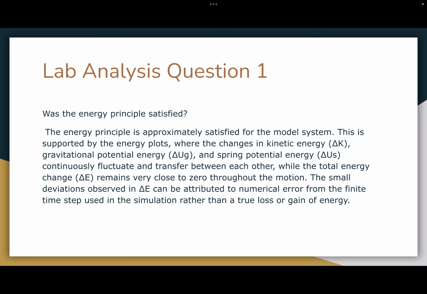Some of the analysis questions were: is the energy principle satisfied? The energy principle is approximately satisfied for the model system. This is supported by the energy plots, where the changes in kinetic energy, delta K, the gravitational potential energy, and the spring potential energy continuously fluctuate and transfer between each other, while the total energy remains very close to zero throughout the motion. The small deviations observed in delta E can be attributed to a numerical factor from the finite time step used in the simulation rather than a true loss or gain of energy.